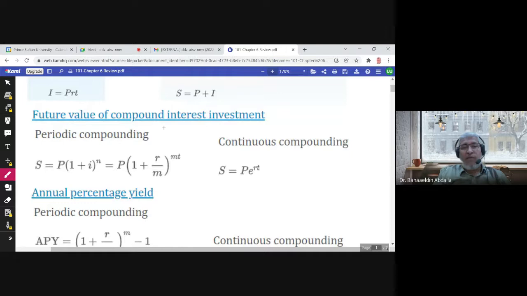While for compound interest, we have periodic compounding, monthly, daily, weekly, and so on. So I is equal to R over M, how many times compounded per year. Monthly, for example, we divide by 12. R is the annual rate, and T is the number of years. And if it is continuous compounding, then the future value is the principal times e to the power RT.